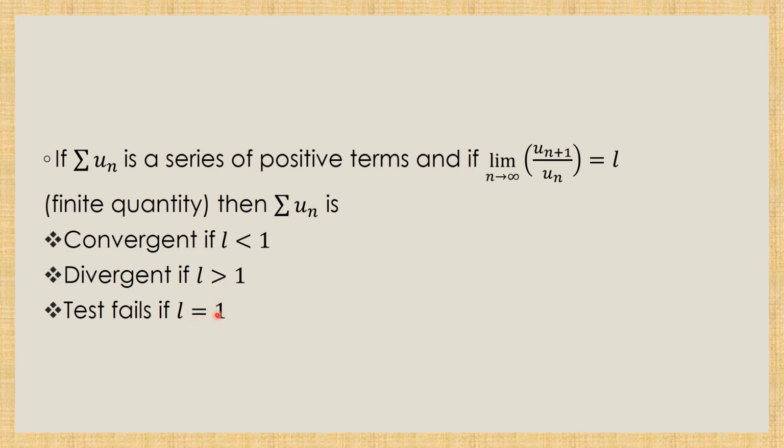So initially we have to find limit n tends to infinity un plus 1 by un, and depending on that finite value we decide whether the given series is convergent or divergent. If L is equal to 1, the test fails here. We have to go for another test. So let me explain this test with the help of some examples.